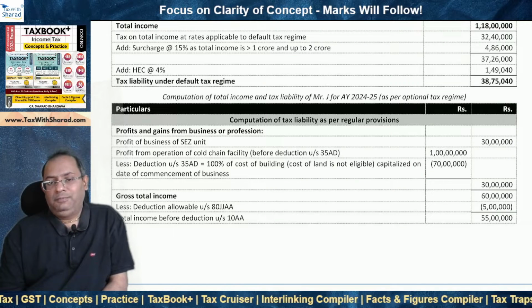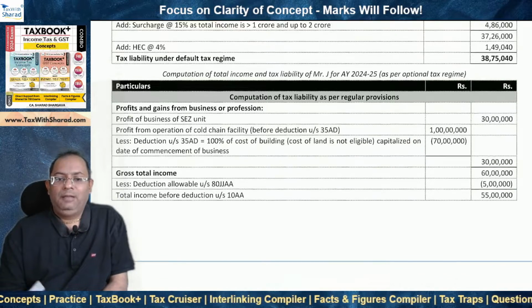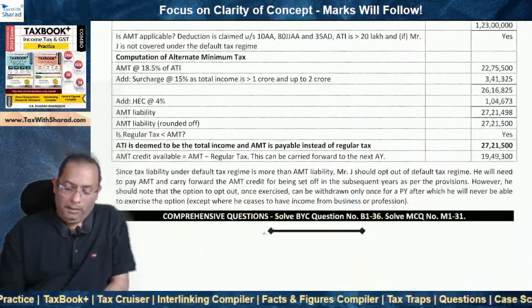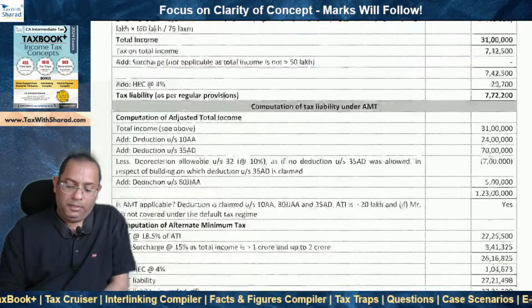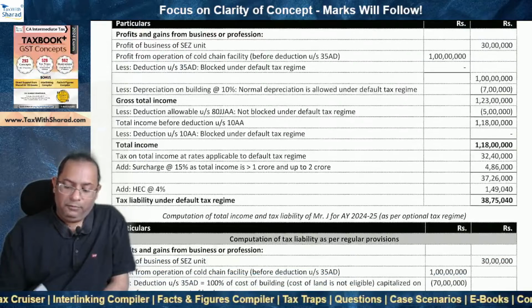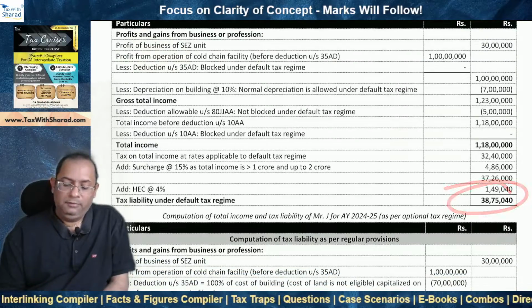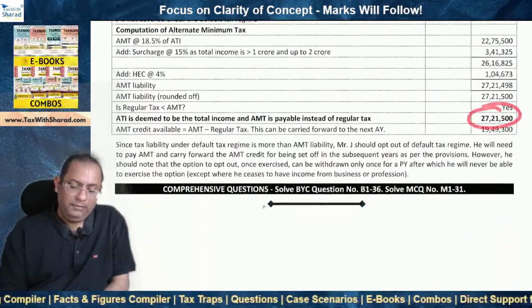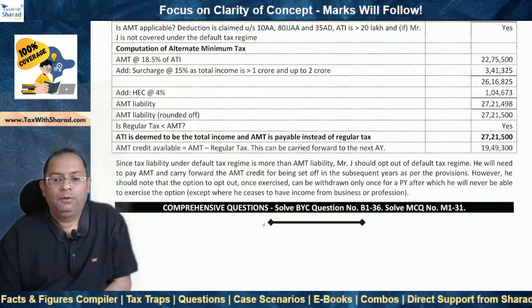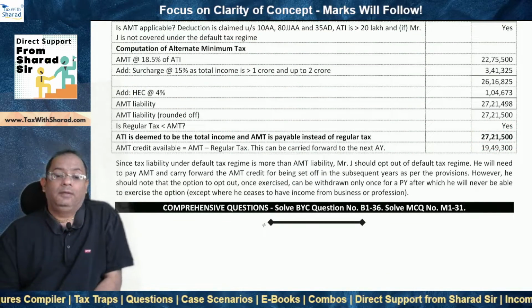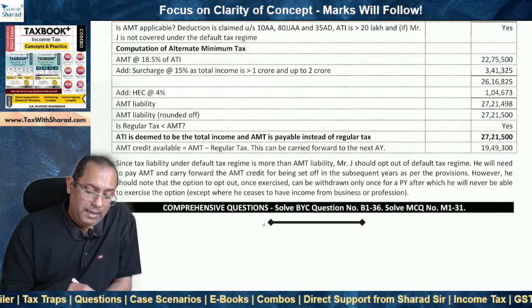The optional tax regime is better because under the optional tax regime, AMT will apply and AMT will be 2721500, but it will be much lesser than the default tax regime tax liability of 3875040. So the assessee, Mr. J, should move out or opt out of the default tax regime. Since tax, so what will you write?